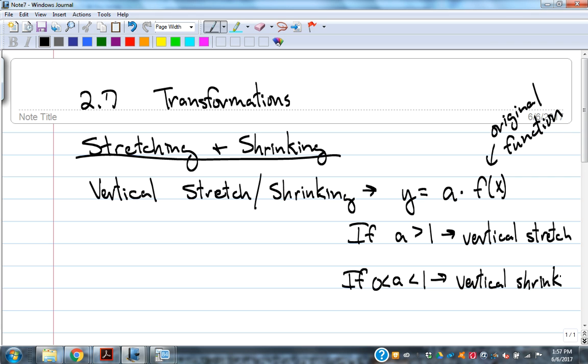So if we're multiplying by a big number on the outside, we're stretching it. If we're multiplying by a small fraction on the outside, like 1/2, 2/3, anything less than 1 but bigger than 0, then we're going to shrink it. That's what we've got to be able to recognize, okay?